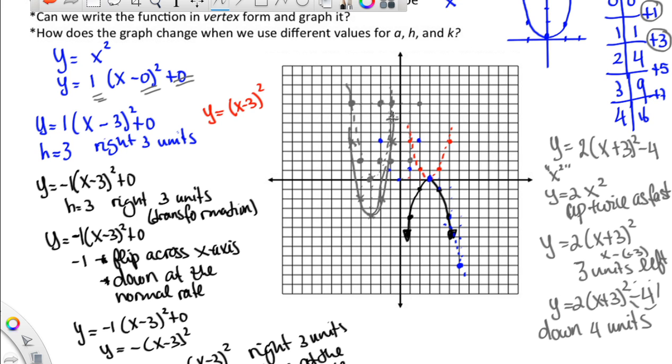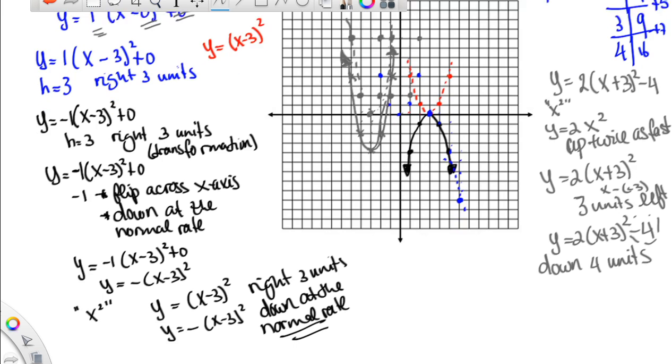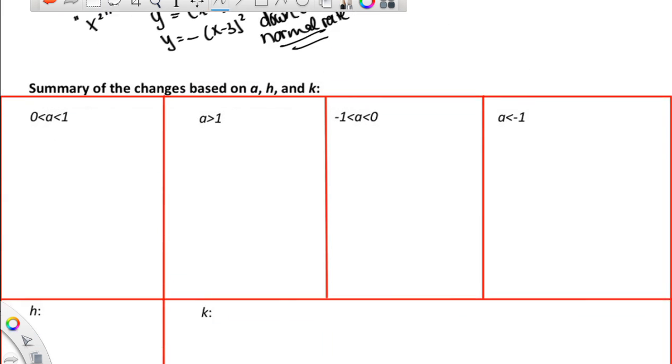And it looks like this. Sorry about the mess there. Usually I don't graph all the transformations, I just wanted you to see them. Okay. So here's a summary.